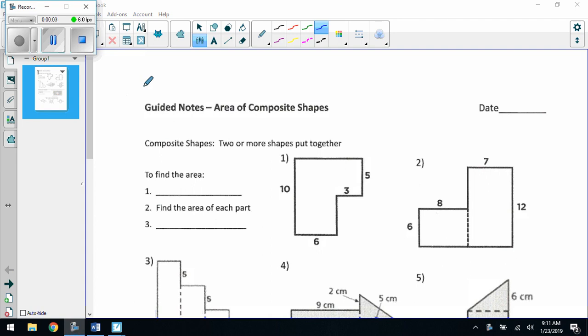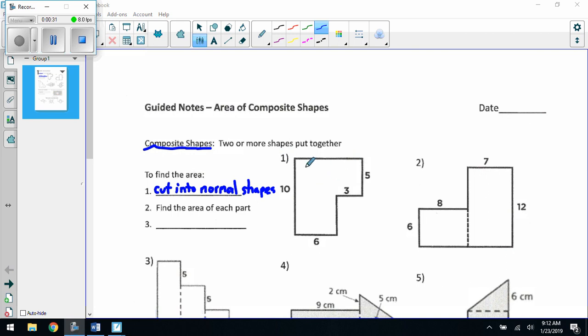Chapter 2, Task 2. Today we're going to talk about finding the area of composite shapes. The only thing different about Task 1 and Task 2 is that finding composite shapes just means we're going to put two or more shapes together. So to find the area, the first step is going to be to cut into normal shapes, and I'll show you that in just a second.